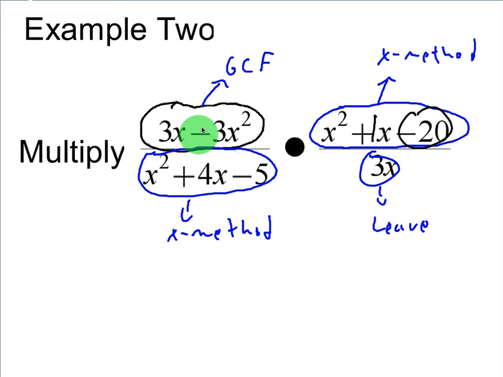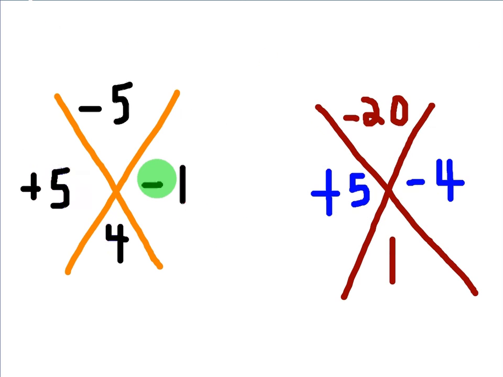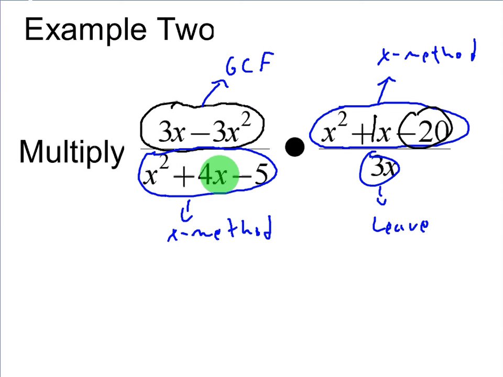All right, so the top left's pretty easy, right? It's going to be 3x, and you'll be left with 1 minus x, I think. Yeah. Bottom left, let's look at both of these x methods. We can do them both, right? So next slide, we'll have both of those. On this one, you'll have negative 5 on the top and 4 on the bottom. On this one, you'll have negative 20 on the top and 1 on the bottom.